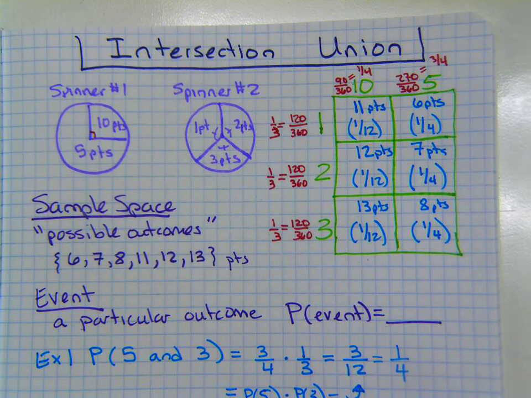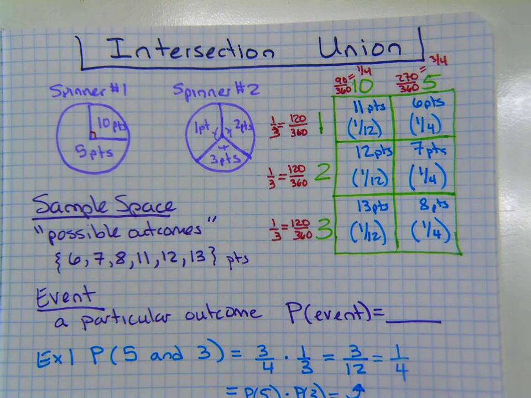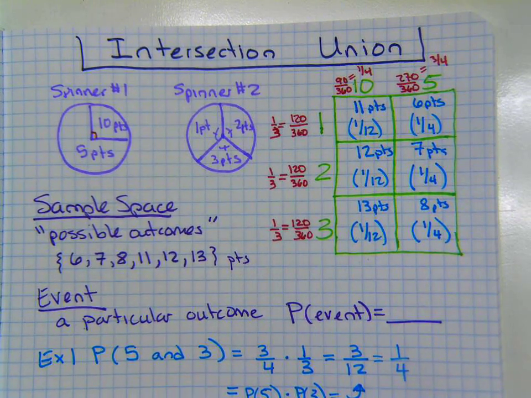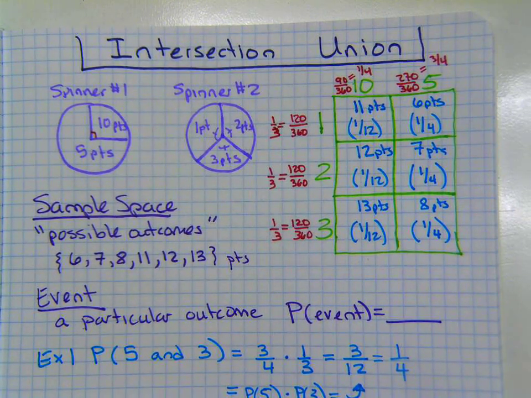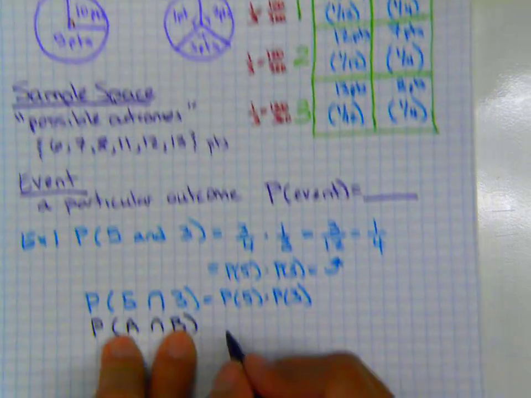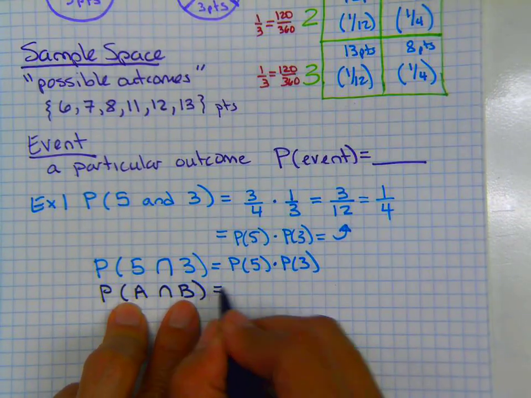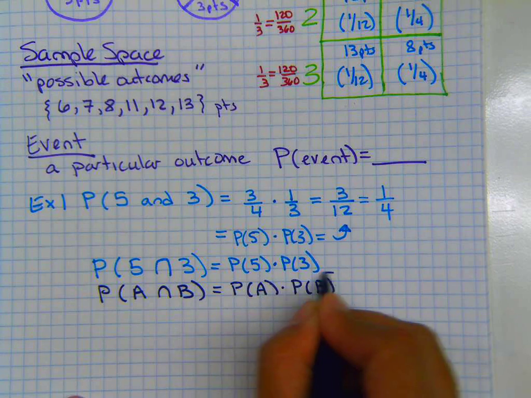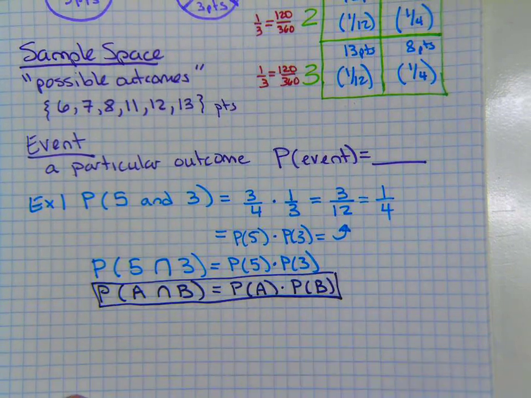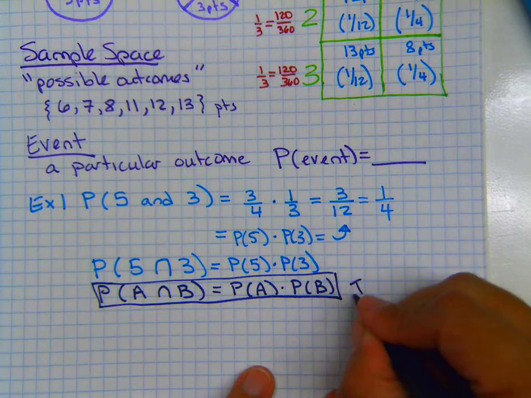Now, the notation I'm introducing today is intersection and union. This is an intersection. We could write it as the probability of 5 and 3. That's going to equal the probability of 5 times the probability of 3. Or I'm going to just use general notation: the probability of A and B, the probability of any two events, is the probability of A times the probability of B. And we call that an intersection.